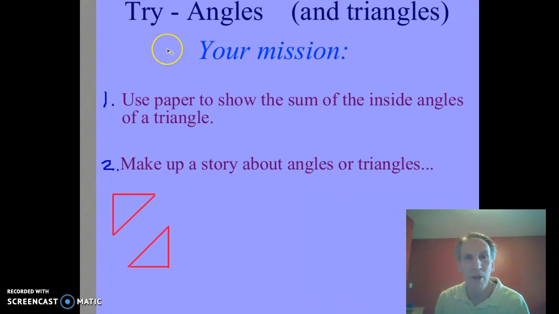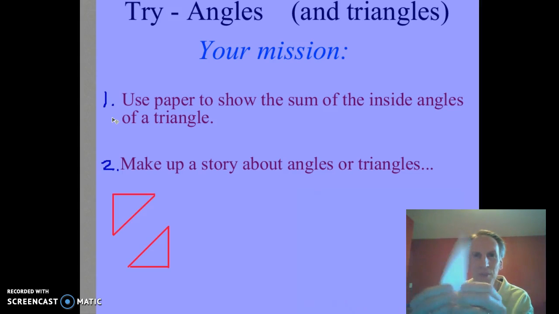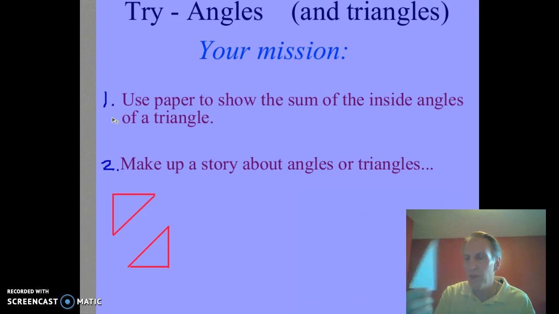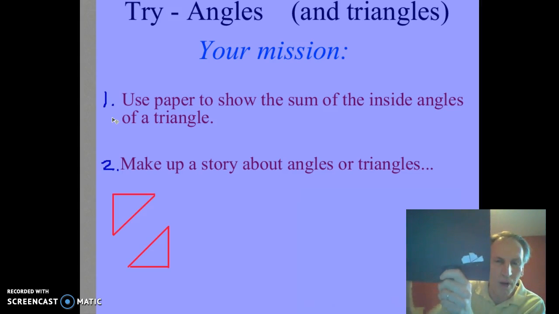Okay, so before our next class, I have a little job for you, a little mission. Number 1, I want you to use paper to show the sum of the inside angles of a triangle. Now, sum means adding together. So get a piece of paper, cut a triangle, like this one here, with 3 sides. What do you think the inside angles add up to? The way you're going to show that is you're going to tear off the 3 corners, put them together and line them up and see what you get for the total. You see how I've torn them off and I've lined them up.